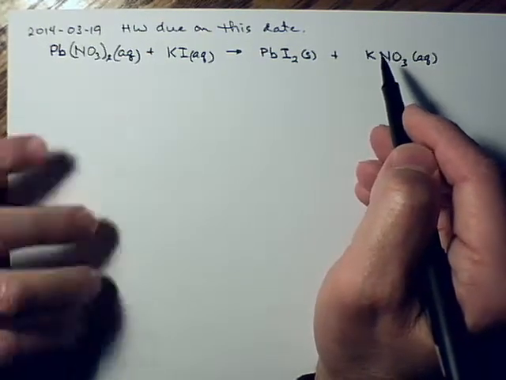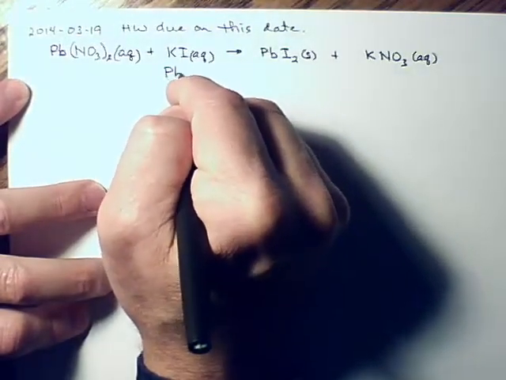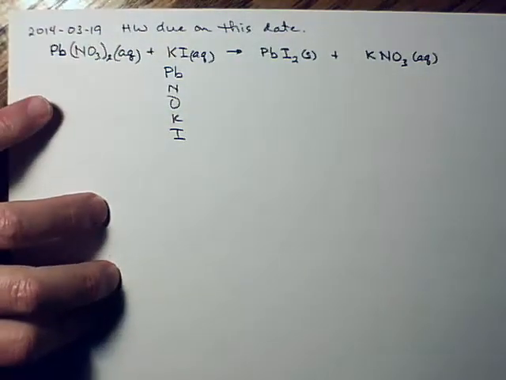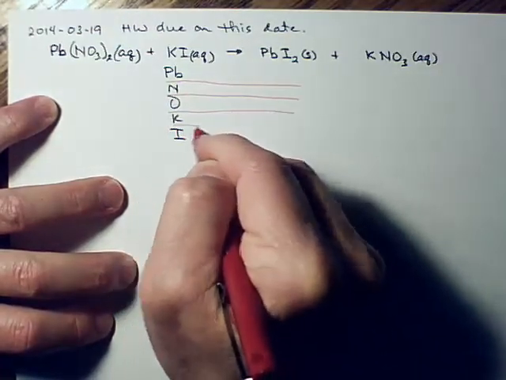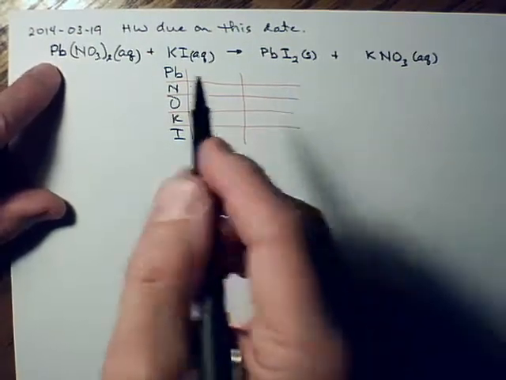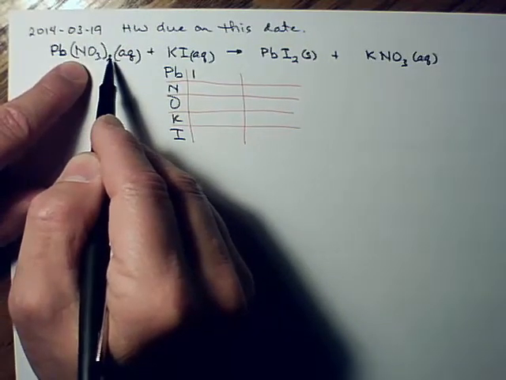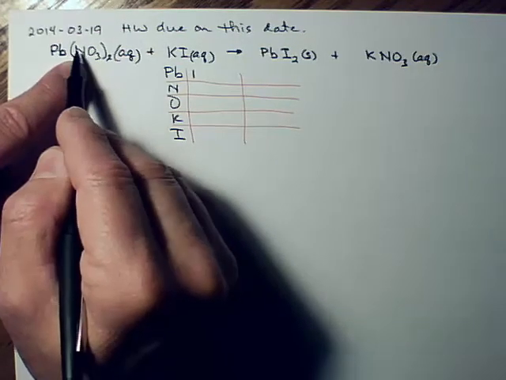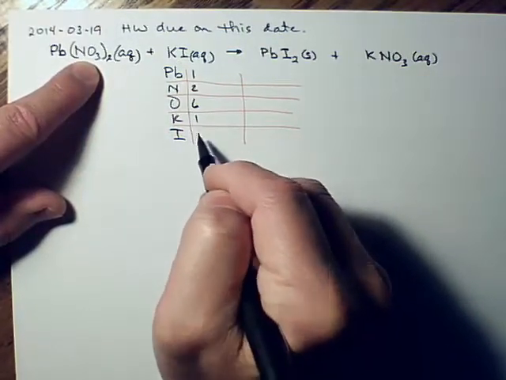Now, we need to write an atom inventory to make sure that we have a balanced equation. So we're going to list all of our elements: Pb, N, O, K, and I. We're going to make a kind of grid to keep everything nice and neat, a kind of mini spreadsheet here. And we're going to count all the atoms we have in the equation. We have 1 lead here. This 2 outside the parentheses means I'm multiplying the nitrate by 2. Since each nitrate has 1 nitrogen, the 2 means I have 2 nitrogens, and 2 times 3 is 6 oxygens. I have 1 each of potassium and iodide.